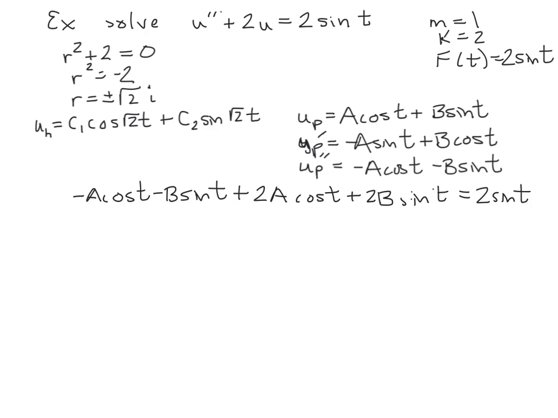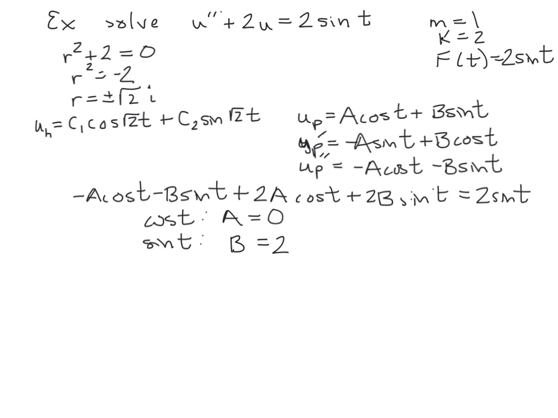Then we're going to gather all our like terms. So I'm going to look at everything out in front of cosine, and I'm going to look at everything out in front of sine. If I look at this stuff out in front of cosine, I have a negative a and a 2a. So if I add those together, I've got an a on the left-hand side, and on the right, I've got no cosines, 0. On the left, I've got a negative b and a 2b, so add those together, we get b, and out in front of sine on the right-hand side is 2.